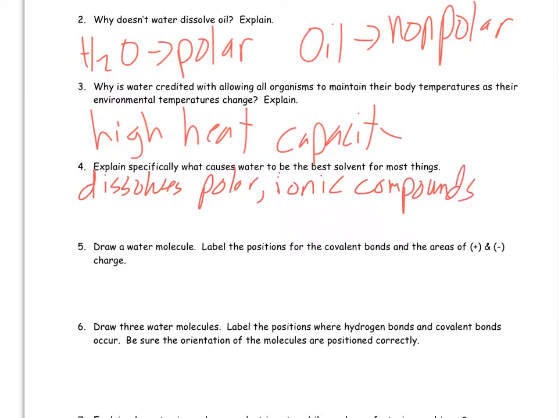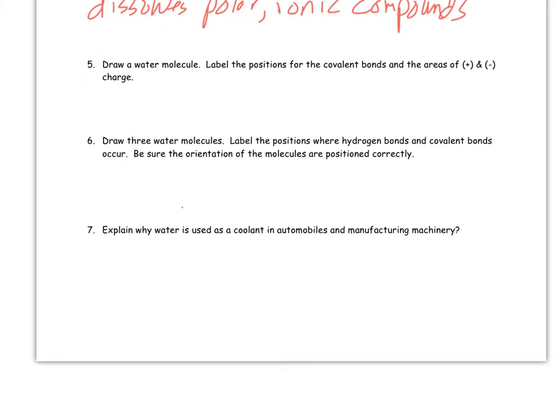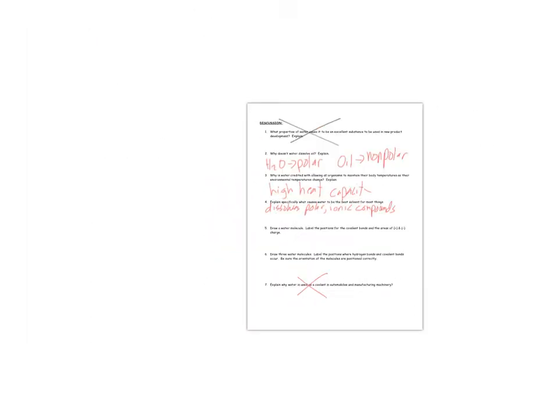Draw a water molecule. So I'm going to have to have some space for these two. Don't worry about number 7. So I'm going to do number 5 and number 6 together. Draw a water molecule, label the positions for the covalent bonds as well as areas of positive and negative charge. And then I'm going to draw 3 water molecules, label the position where hydrogen bonds and covalent bonds occur, and orient them correctly. So let me move this worksheet out of the way. Undo that.